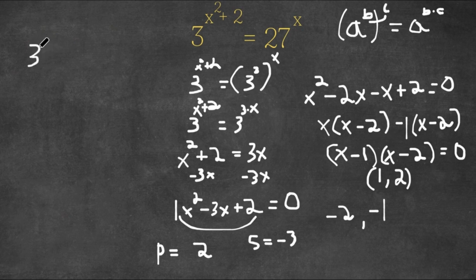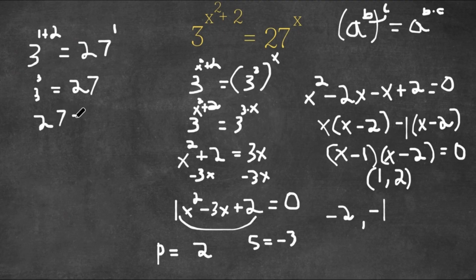So we're going to have 3 to the power of 1 squared, which is 1, plus 2 equals 27 to the power of 1. Now 1 plus 2 is 3, so we have 3 to the power of 3 equals 27, because 27 to the power of 1 is 27, and 3 to the power of 3 is 27.